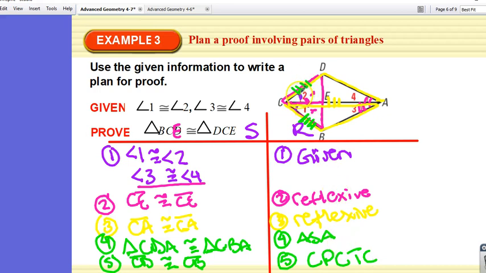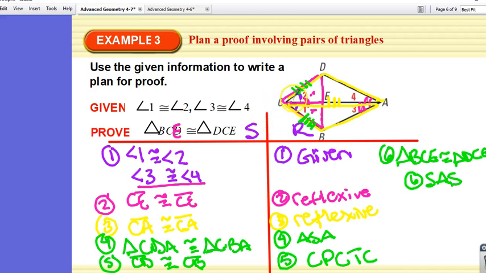Well, if those are congruent, now I have side, angle, side. So now I can do my triangle BCE is congruent to triangle DCE, and my reason is side, angle, side. Make sense? So I had to look at a different set of triangles to be able to prove something on what I was actually trying to prove.